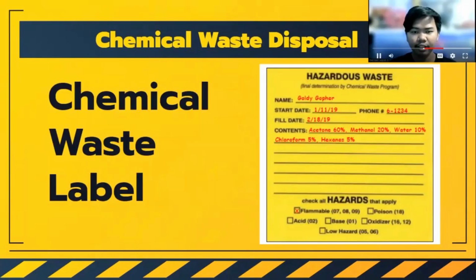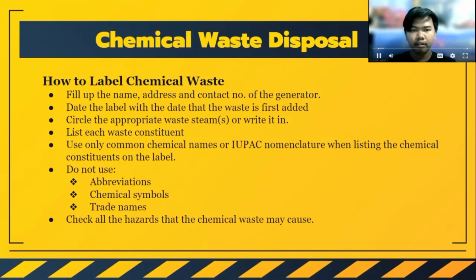So next, let us discuss chemical waste labels. So how to label chemical waste? First, fill up the name, address, and contact number of the generator. The generator is the person who is filling out the waste label, not the lab group or principal investigator or PI, unless the PI is filling out the waste label. Second, date the label with the date that the waste is first added.